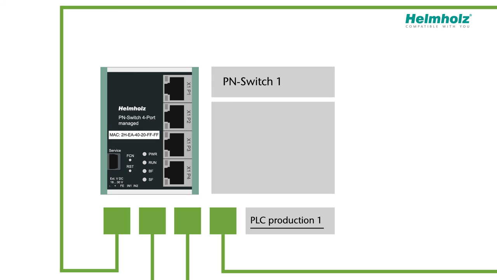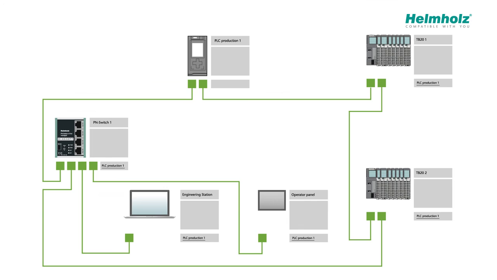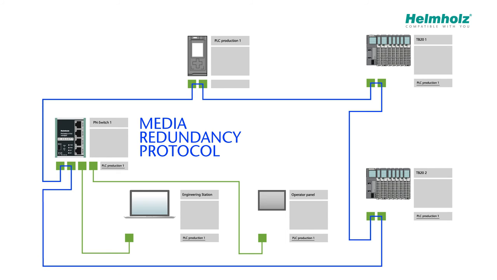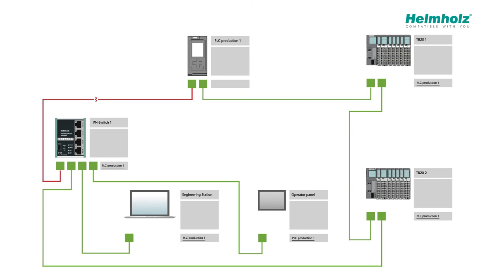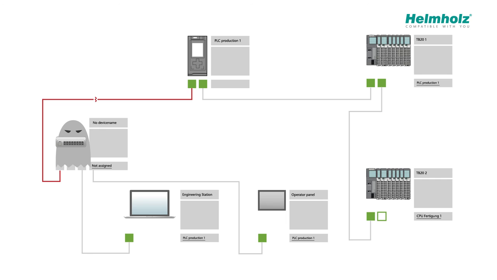The PROFINET switch supports media redundancy over ports 1 and 2 as MRP clients. MRP stands for Media Redundancy Protocol and its ring topology guarantees that the PROFINET network continues to operate even if a device fails or a cable is defective. If connection failures occur, the PROFINET switch also sends additional diagnostic messages to the controller. Once again, this function is not available with unmanaged switches.